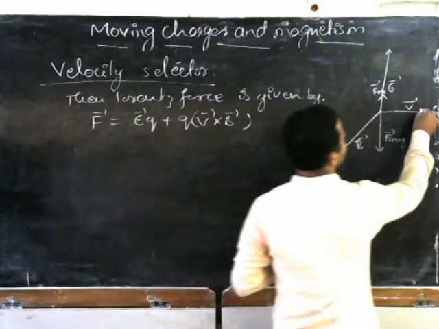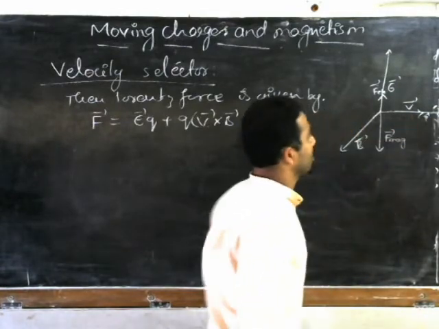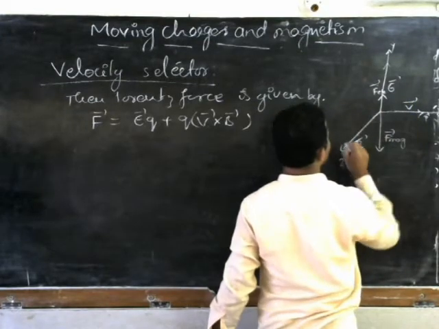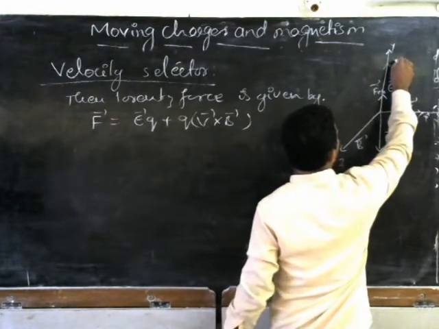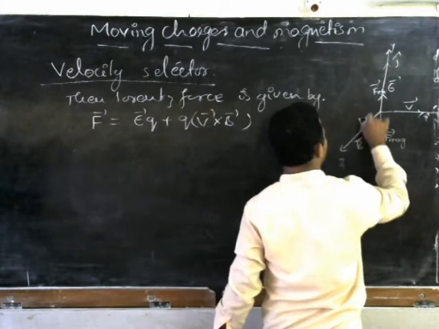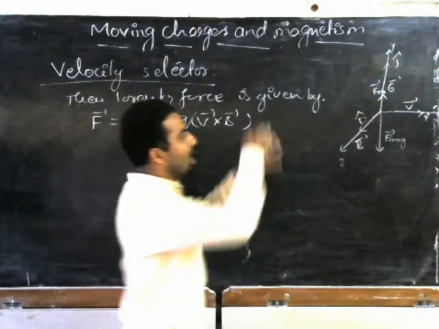Here, let me write the unit vectors. i cap is along the x direction, then the y axis, and let me write this z axis. The unit vector along this is j cap, and along this is k cap. These are the desired unit vectors along different axes.